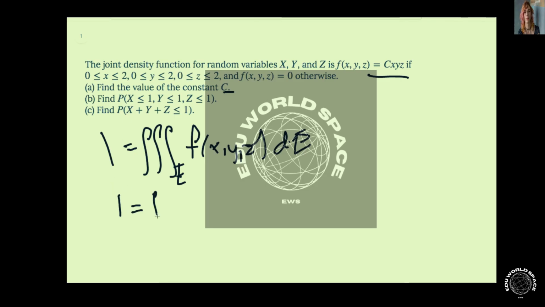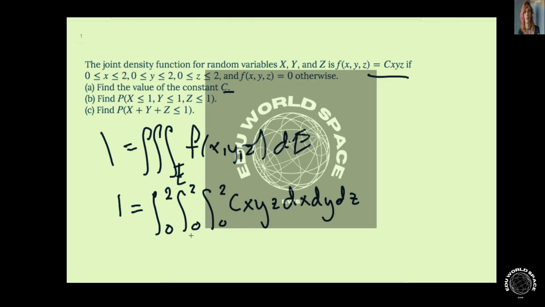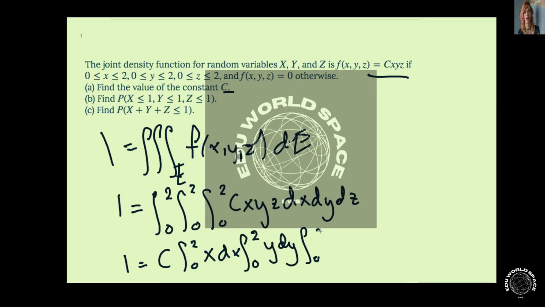1 is equal to the integral from 0 to 2, integral from 0 to 2, integral from 0 to 2 of cxyz dx dy dz. All right, so we've got c times the integral, and we can just do this as all these separate integrals because we're multiplying and one does not depend on the other. Okay, x dx, y dy, z dz.